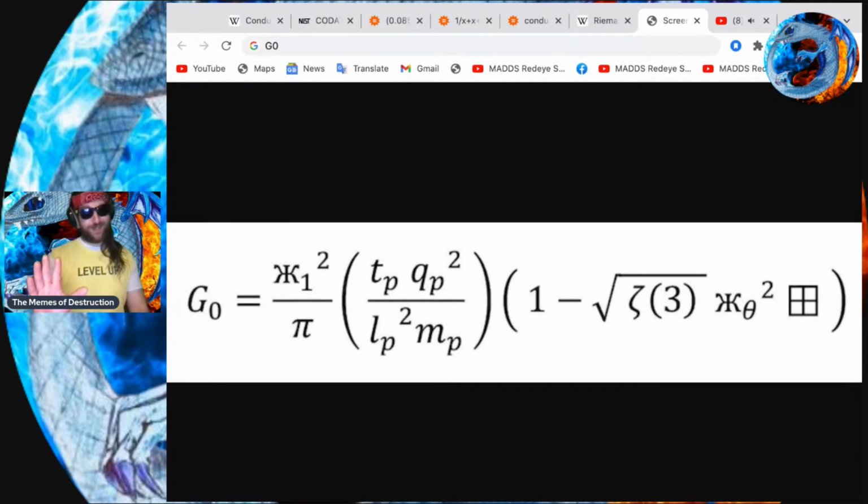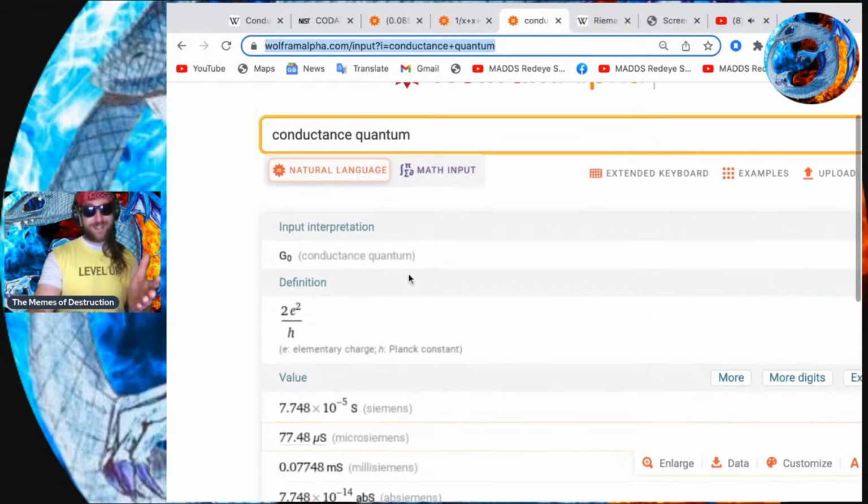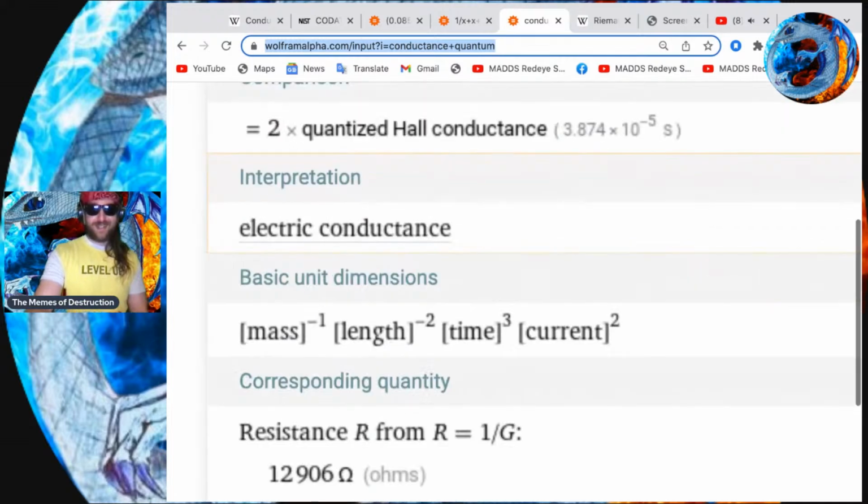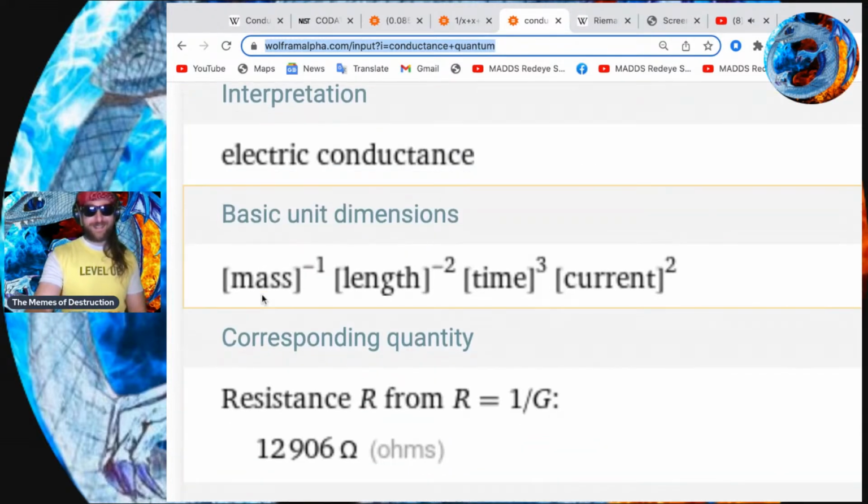This is something that you learn, and I learned from Thad, that you spend enough time on Wolfram Alpha, you realize it might be a complicated recipe for whatever it is. Like this thing right here, it's like quantum conductance. All right, G naught, that's the thingy we saw. What are our basic unit dimensions? Mass to the -1, length to the -2, time to the 3, current to the.